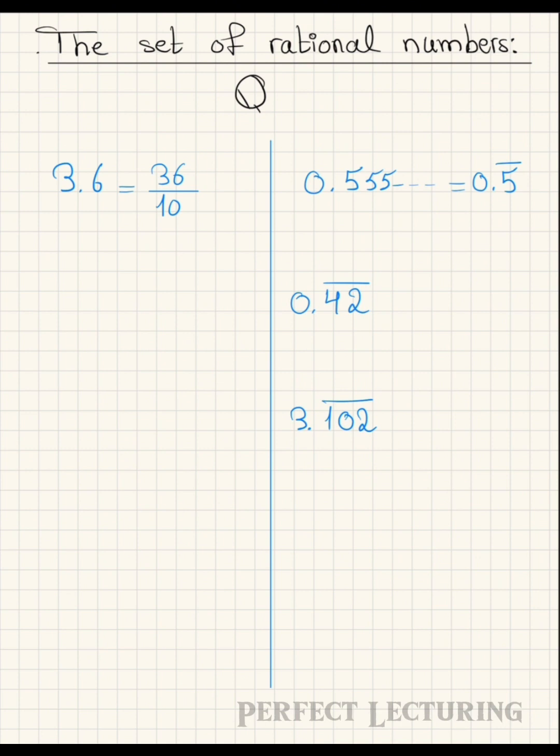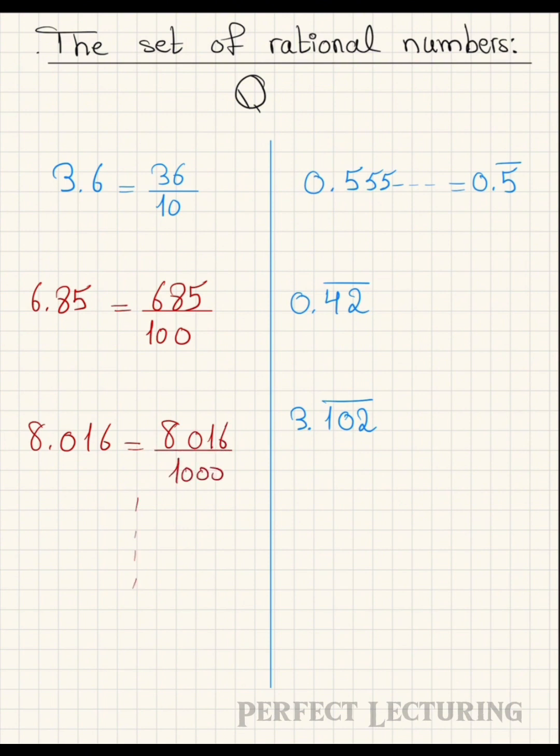What if I have 6.85? That is a terminating number, and this is 685 over 100. What if I have 8.016, for example? Well, this is 8016 over 1000, and so on. So any terminating number could be expressed as a fraction where the denominator is always a power of 10. So it's either 10 or 100, which is 10 to the power of 2, or 1000, which is 10 to the power of 3, etc.